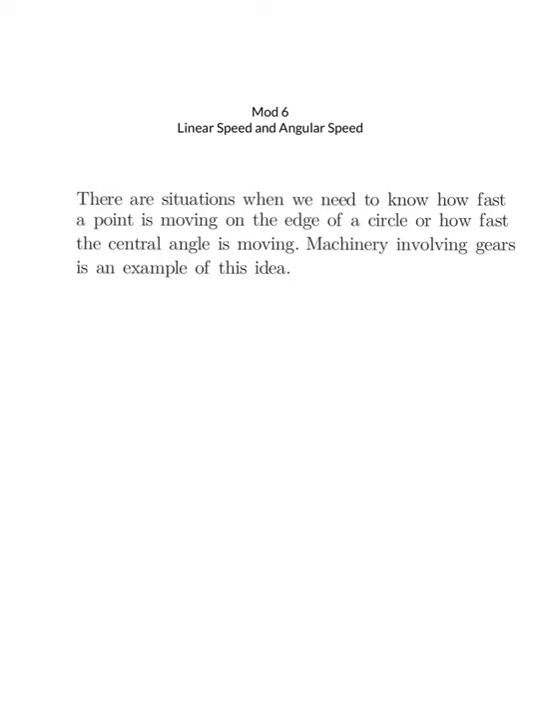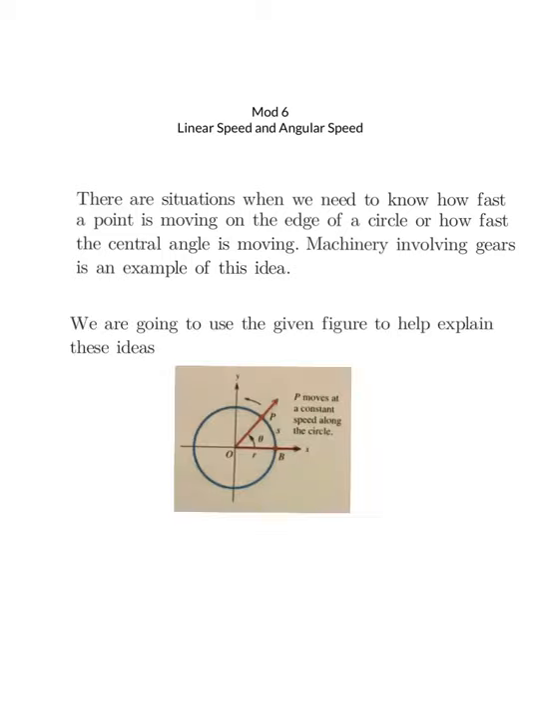There are situations when we need to know how fast a point is moving along the edge of a circle, or we might need to know how fast the central angle is moving. An example of when you might need to know these things is machinery involving gears. We are going to use this given figure with point P and then a given angle on there to help explain these ideas.